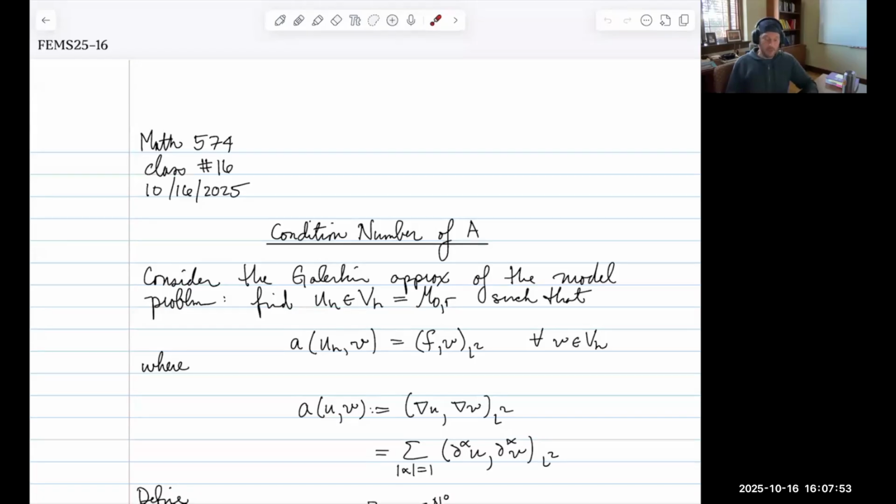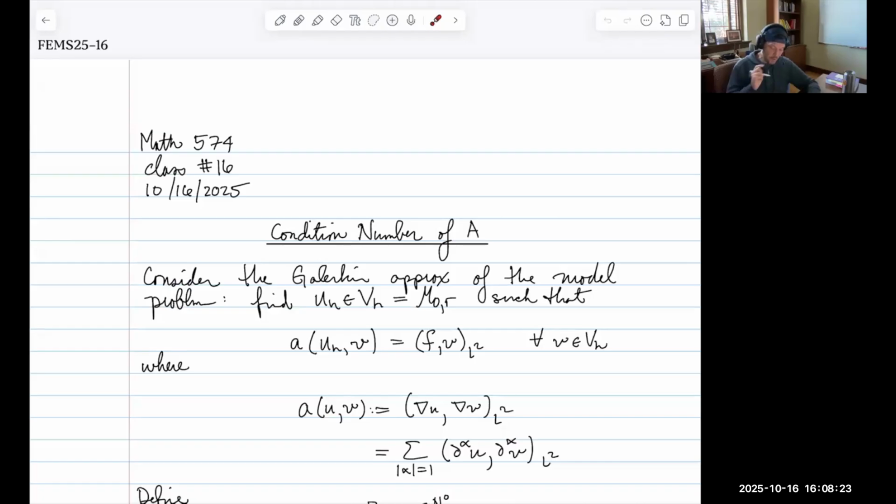Welcome back to Finite Element Methods. So class number 16, where we're talking about the condition number of the stiffness matrix. Now, this is the stiffness matrix for the standard model problem, the symmetric model problem. And we could look at the stiffness matrix also for the non-symmetric problem as well. That would be a little more difficult, but the ideas are basically kind of similar.